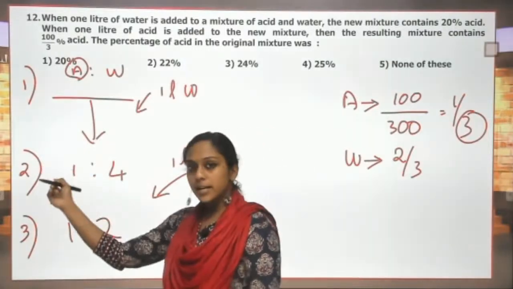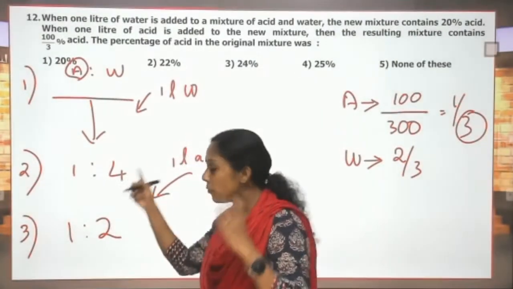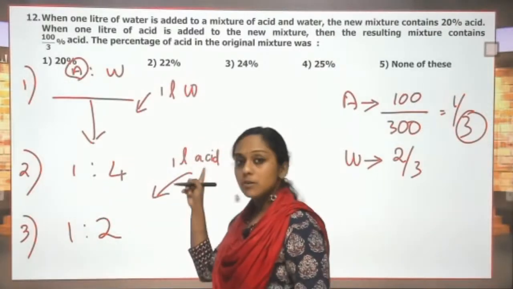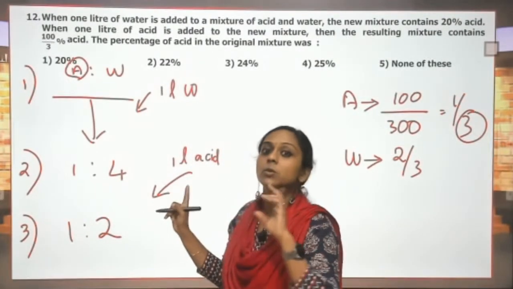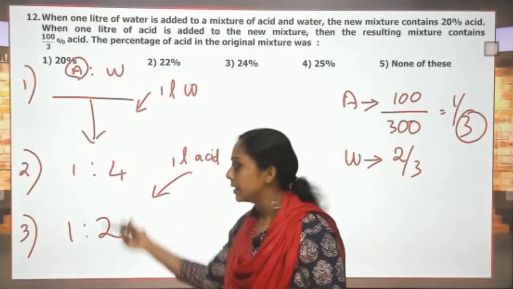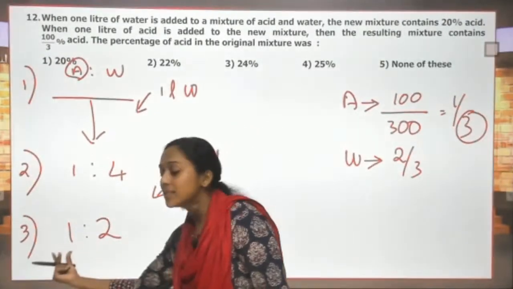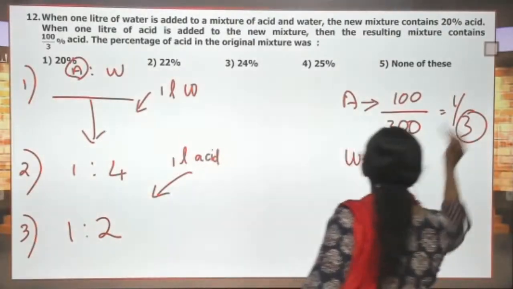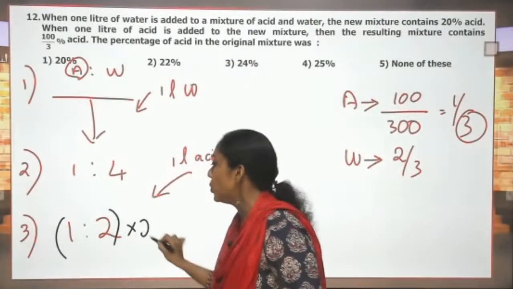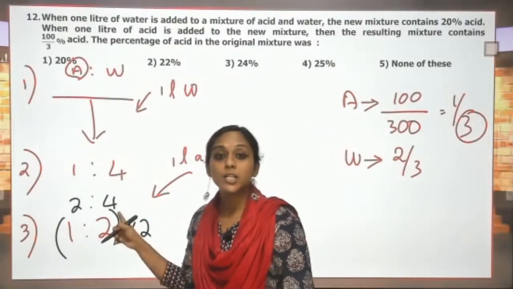Once again I repeat, in the second mixture I am having only 4 parts of water. So in the third mixture also I should get 4 parts of water, because I have added only acid. The change is only for acid. Water content is fixed. So to make this water content fixed, here it is 4, I have to make it 4 here also. For that I am multiplying this entire ratio with 2, so that this becomes 2:4.